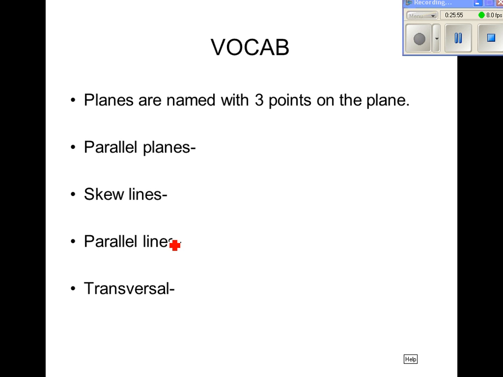All right, write these down. Before you write this down, I'm going to write something in this first one. Planes are named with 3 points. Well, this isn't quite right. I left a word out. What word is going to go behind that 3 there?